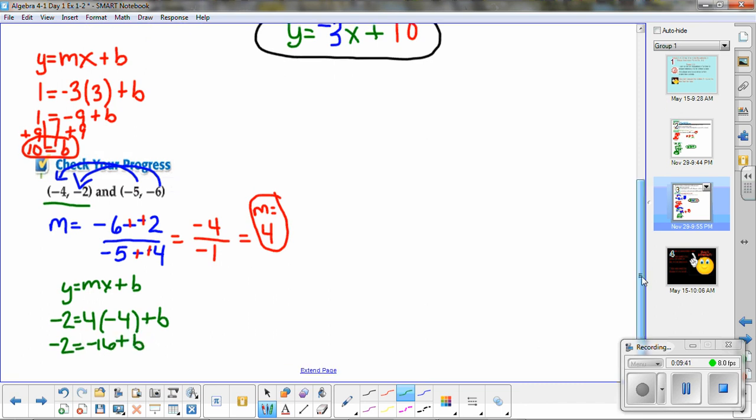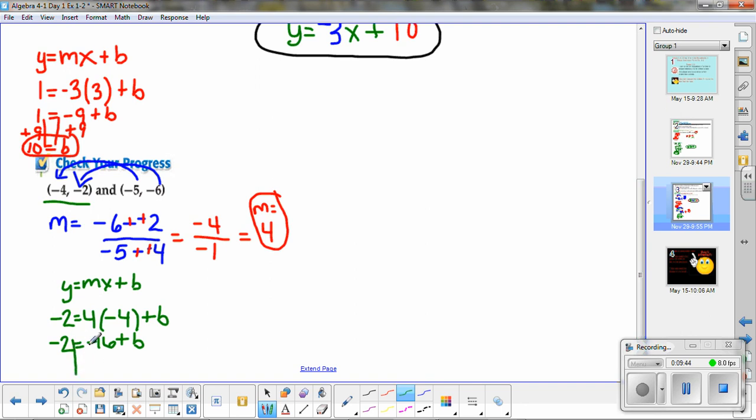And now you would want to add 16 to both sides to get rid of the negative 16. Negative 2 plus 16 is 14. So we get b equals 14. We're going to need that piece of information as well for our equation. Remember, it's y equals mx plus b. So we're going to say y equals m, which was 4, x plus b, and since b is 14, we're going to write plus 14. Y equals 4x plus 14.